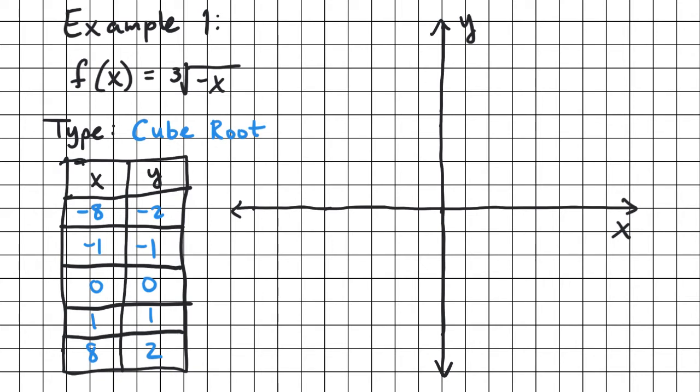So if I plot these points, I have 0, 0, 1, 1, -1, -1, and then I have -8, 2. So I'm going to go 1, 2, 3, 4, 5, 6, 7, 8, and then down 2. Give me this point here. And then I'm going to go 1, 2, 3, 4, 5, 6, 7, 8, and then up 2. Should be this point here.